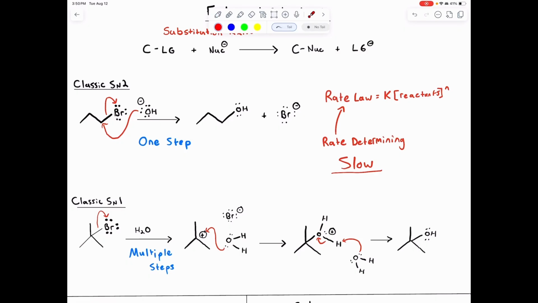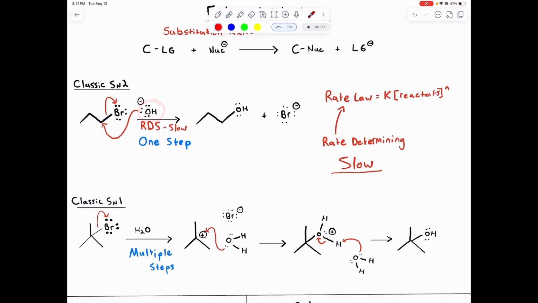So with SN2, we have good news. There is only one step for SN2. So by default, this must be the rate determining step. It's the only step. So this is the slow step. So to determine the rate law, we need to include the reactants that are involved in the rate determining step. The way that you can tell that a reactant is involved in the rate determining step is if it participates in the arrow pushing for that step.